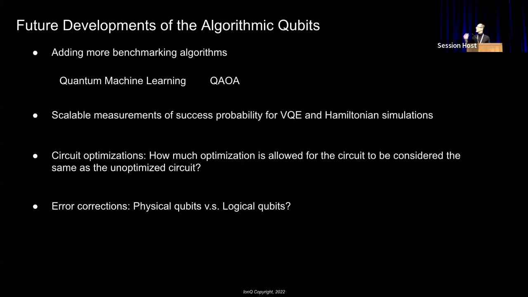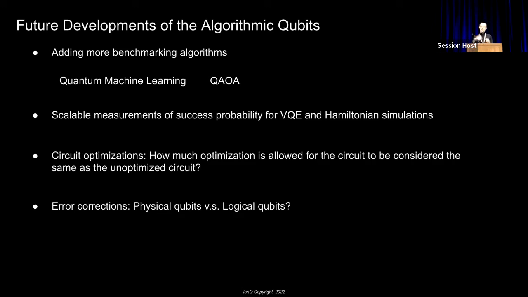And last, for algorithmic qubits, we certainly want to add more quantum algorithms, such as quantum machine learning and QAOA. We need to find a scalable measurement of success probability for algorithms like VQE and Hamiltonian simulation. In terms of circuit optimization, the question is how much optimization is allowed, especially for some types of algorithms. We can add an ancillary qubit, for example, to reduce the number of gates. And then how many ancillary qubits are allowed to be added? That's an open question.